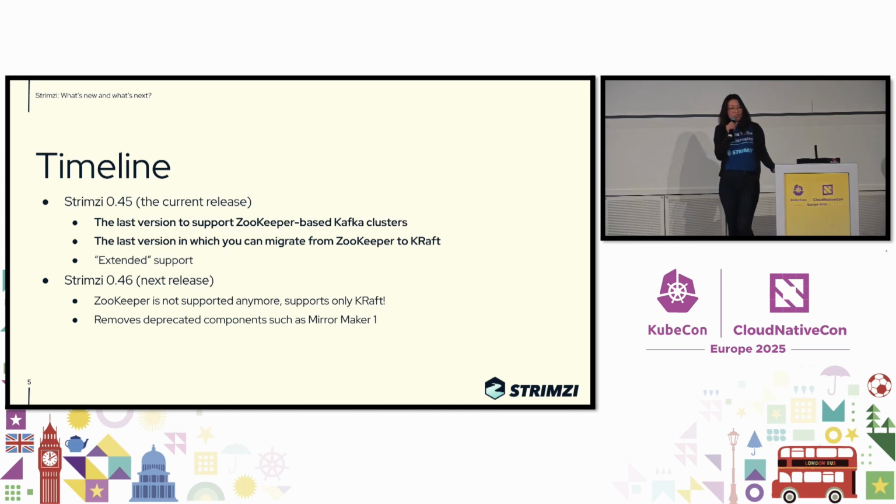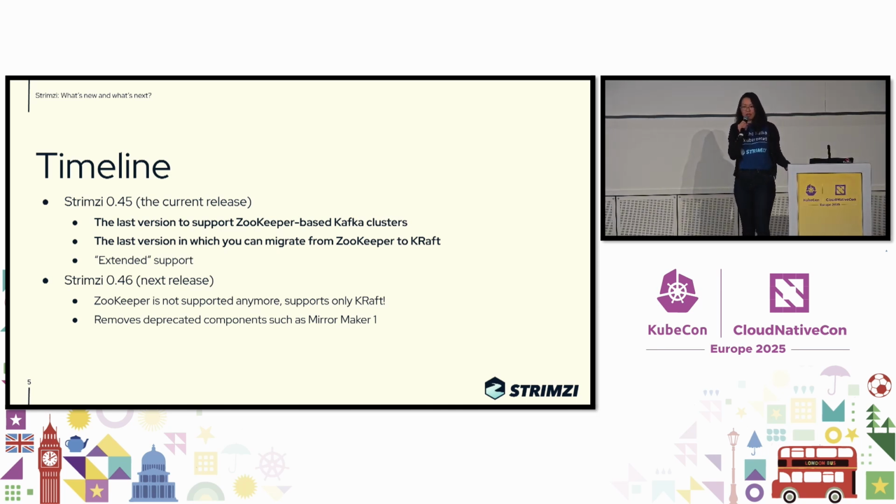So Strimzi 0.45 is the current release, and this is the last version to support Zookeeper-based clusters. It is also the last version in which you can migrate your existing Zookeeper-based clusters to KRaft, and we plan to provide extended support for this version. The next release will be 0.46, and with this, you can only run KRaft clusters, so you need to migrate your existing clusters before you can upgrade to this version. We're also removing some deprecated components like Mirror Maker 1.